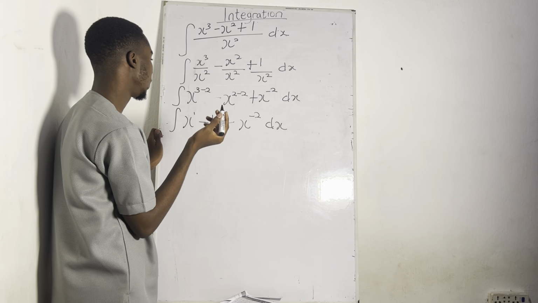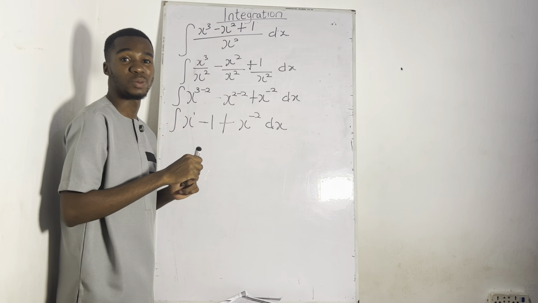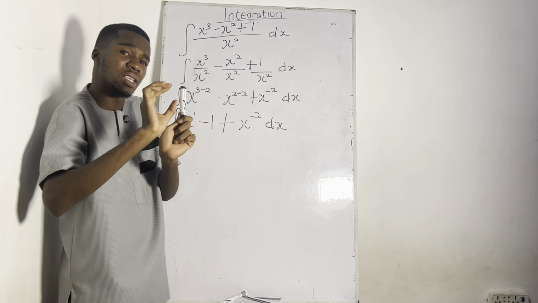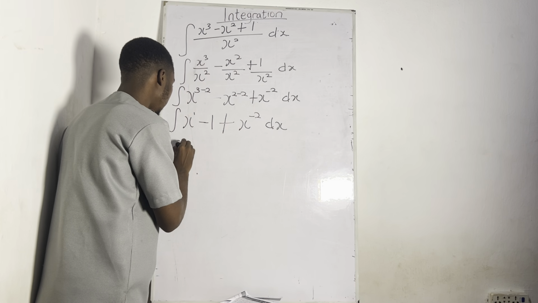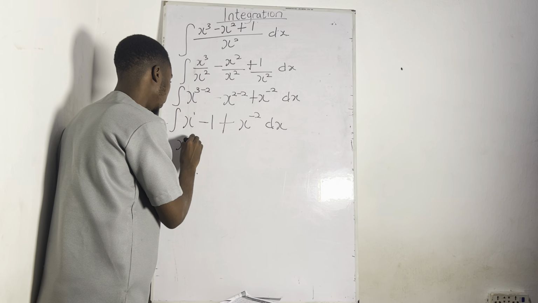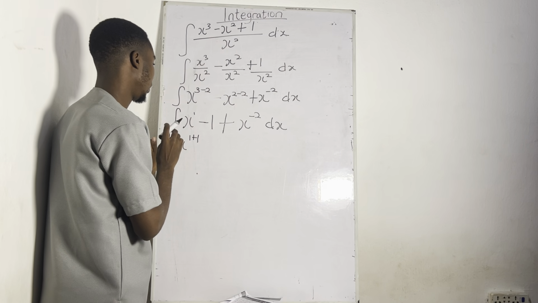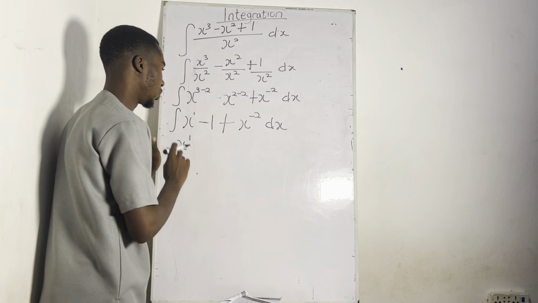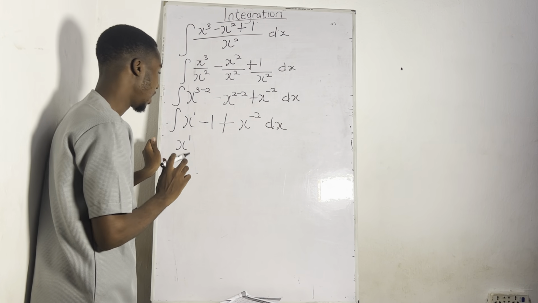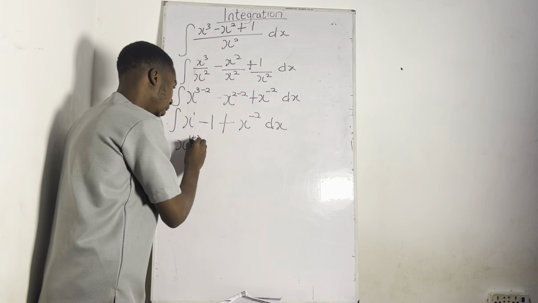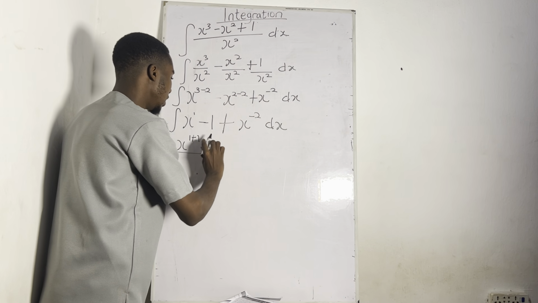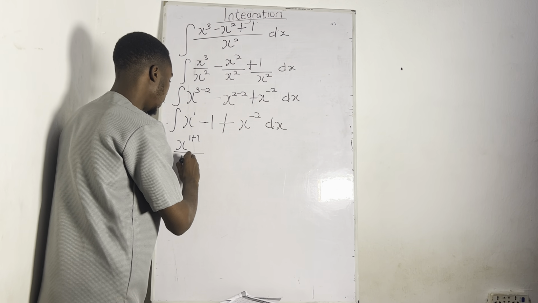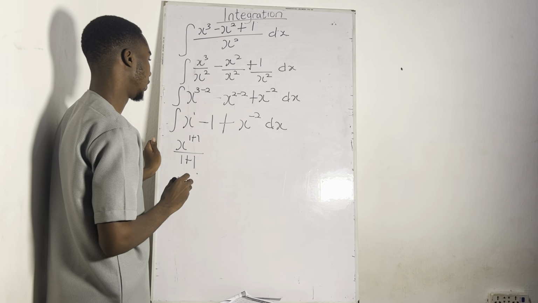So in integrating, you add 1 to the exponent, then whatever is at the exponent, you divide by it. So this becomes x exponent 1 plus 1. It's supposed to be x exponent 1, which is the same as x, but you add 1 to it to show that you are integrating. Then you divide by whatever is at the exponent, so 1 plus 1. So you're done with the x.